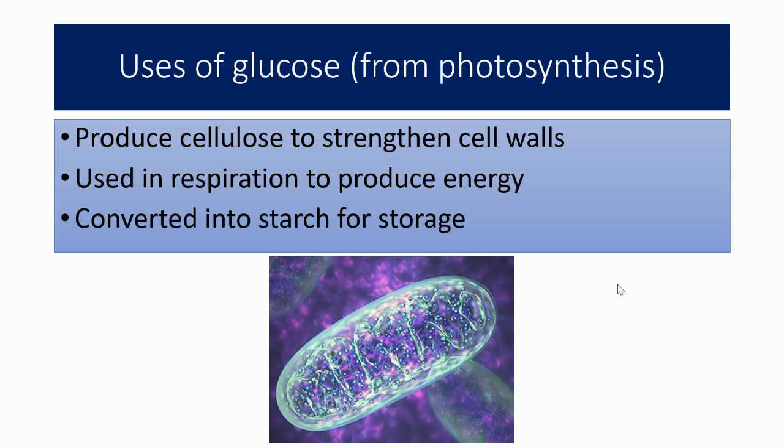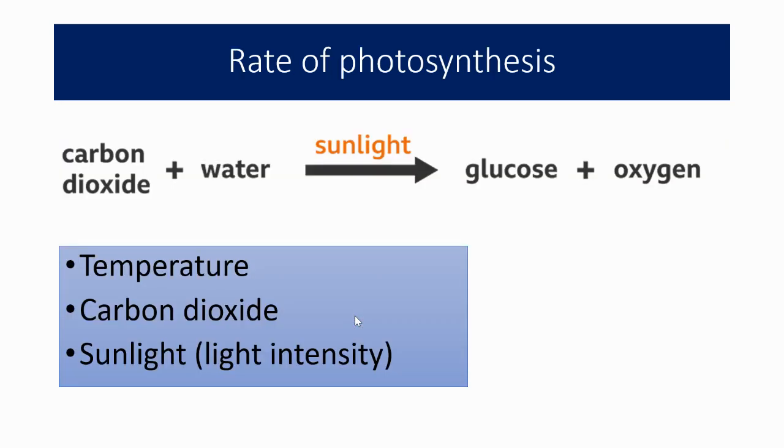Okay, so once the leaf has made glucose using photosynthesis, this can be used in different ways. So I've put three of the ways on here. So it can be used to produce cellulose to strengthen cell walls. It can be used in respiration to produce energy, or it can be converted into starch for storage. Similar to animals, respiration in plants takes place in the mitochondria, and it uses glucose and then produces other things.